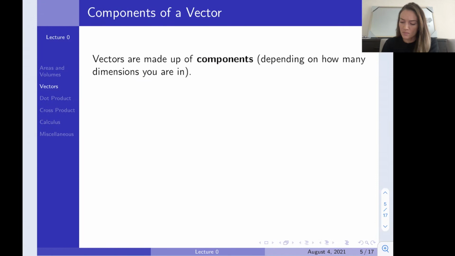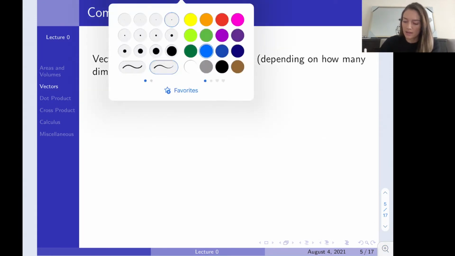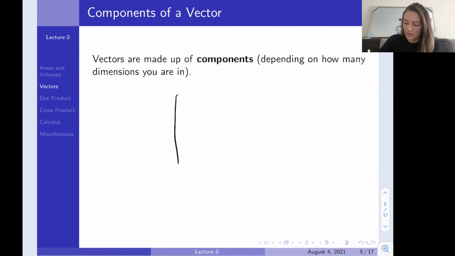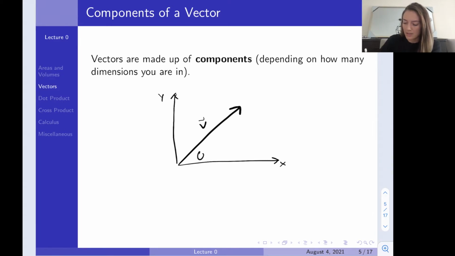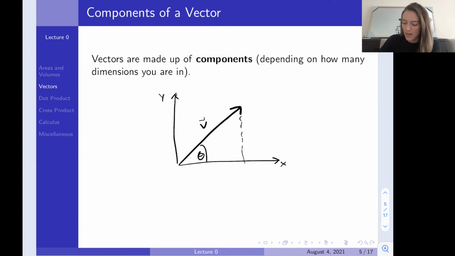Okay, so then the components of a vector. So we know that vectors, if we have like a coordinate system here in our x and y components, we know that our vector, let's call that v, will have some angle here, and then it will have some y component and some x component over here on this side and this side.